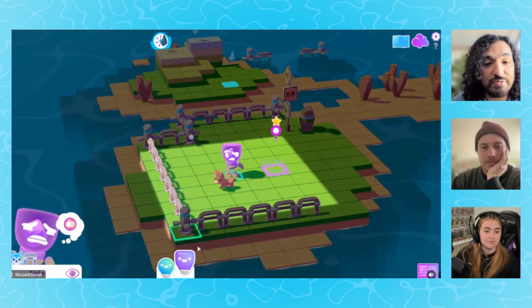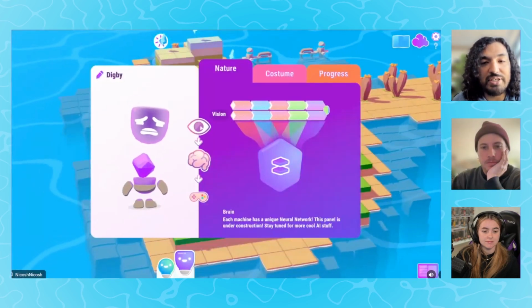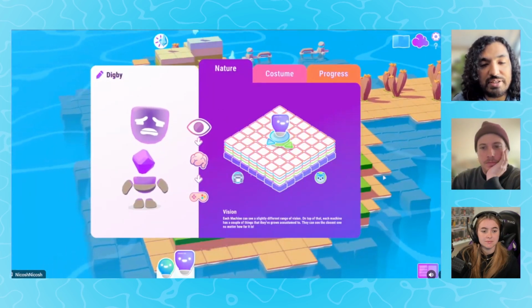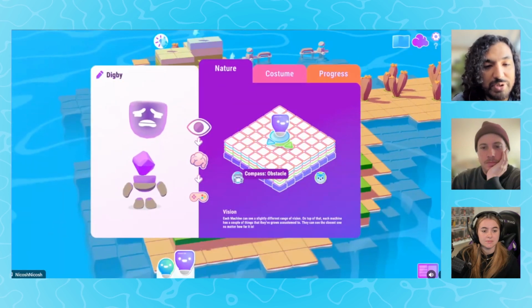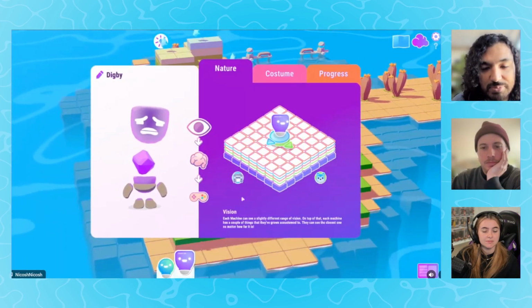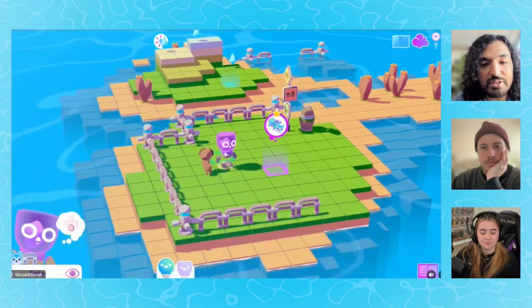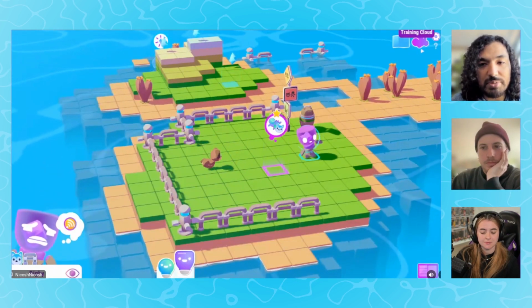And Digby has a slightly larger vision, so this will be good for tracking down the dogs. And it has these two compasses. It's already pointing at dogs and fences, so it's pretty easy going from here. Let's give Digby some training so it can start petting dogs.